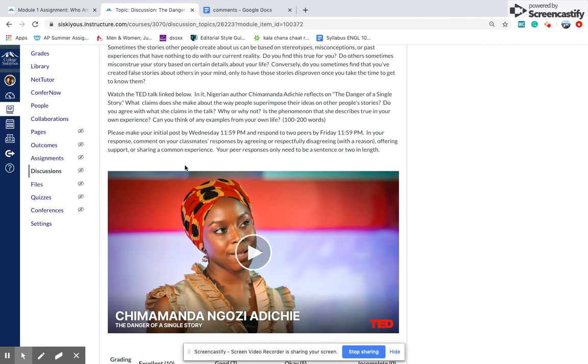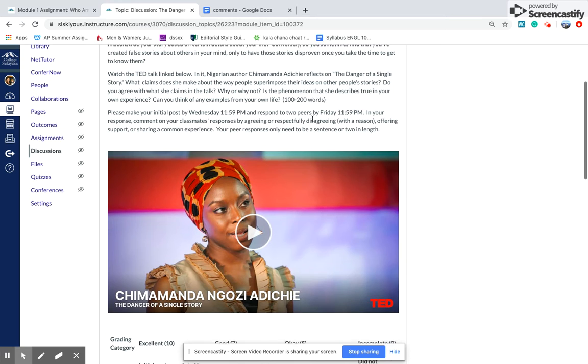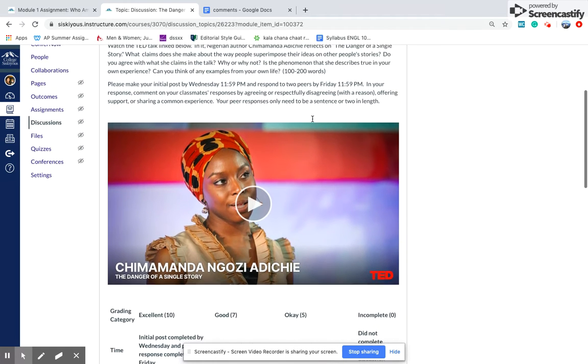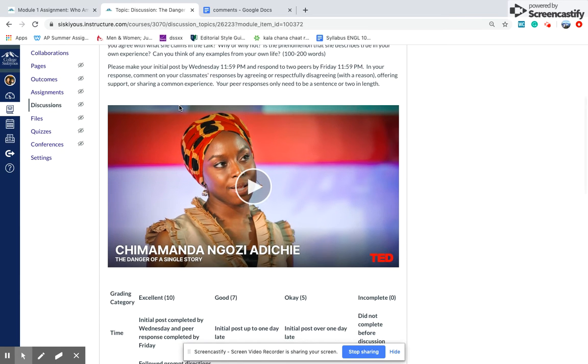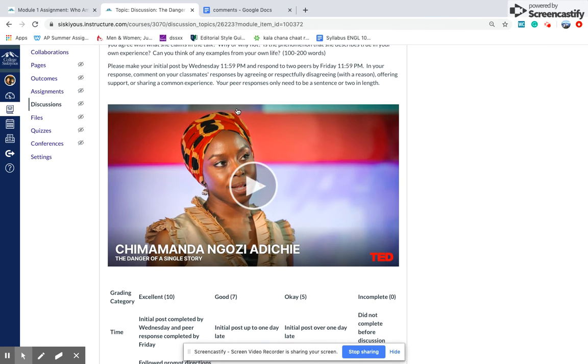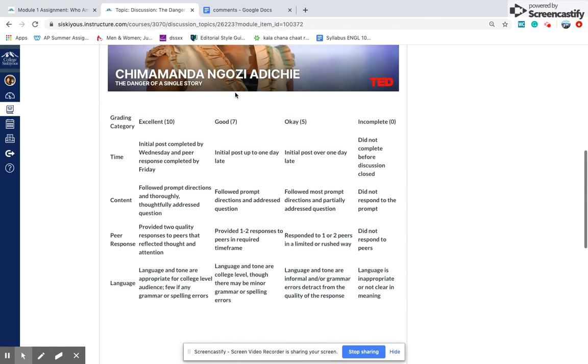The instructions are detailed for you here, so you can simply read those questions that are outlined and answer them, or you can talk about one in particular. What you need for the word count is 100 to 200 words. And just to note, in discussions, you don't have to do a header or a title, anything like that. That is just for papers and responses. Okay, initial post by Wednesday. Don't forget to respond to 2 peers by Friday. And in your response, comment on what they've said by agreeing or disagreeing and saying why, or saying what you have in common.